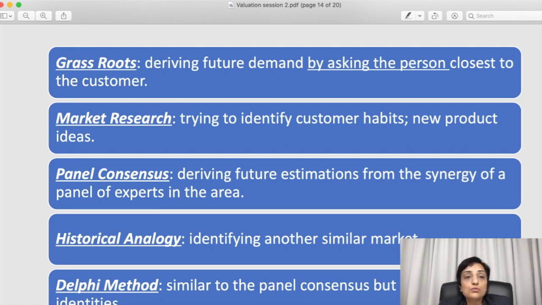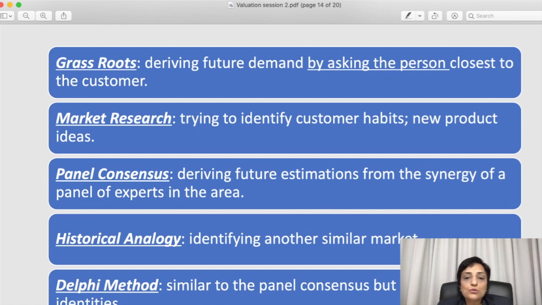So grassroots, as the name suggests, we look at the root where the product actually is going. We look at the customers and what they have to say about the product. If they feel that the product is good, then we can estimate higher projection or higher demand for that product. Okay, the market research, trying to identify customer habits, new product ideas. This is a very common method that companies use to predict their demands and predict their sales. Next is panel consensus, when we talk to a panel of experts. Then we try to derive the future estimation from the synergy of their expertise.